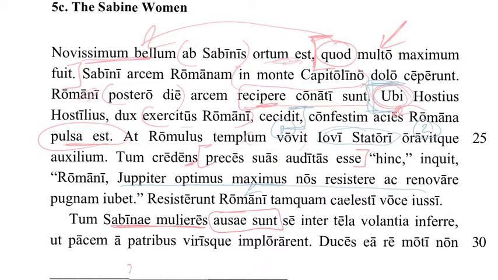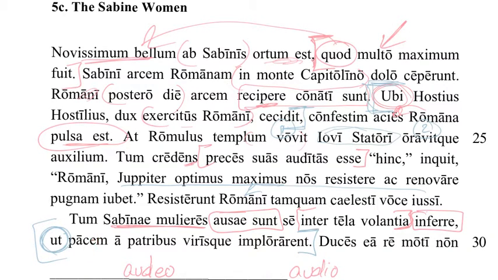Do not mix up audeo, which means to dare, with audio, which means to hear. And ausae sunt comes from audeo. And it is a semi-deponent verb. That means that in the perfect tense, it is deponent, but in the other tenses, it is regular. So this is not passive, it is deponent in this tense. So there's your verb, and it takes a complementary infinitive, which is inferre. So the Sabine women dared to do this. To inferre, here's your direct object, se. And then you have among the flying weapons. Well, why in the world would they do that? Because we have a nice purpose clause to explain why. Ut, down to implorarent.